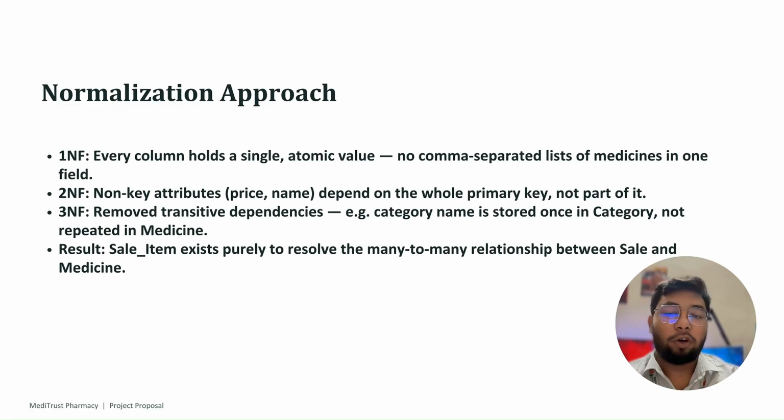Lastly, the third normal form removes unnecessary dependencies. For example, instead of storing the category name repeatedly in the medicine table, we store it once in the category table and reference it using the category ID. This avoids duplication. And lastly, the sale item table is created to resolve the many-to-many relationship between sale and medicine, as a customer can buy many medicines in one sale, and one medicine can appear in many different sales. Therefore, sale item acts as a bridge table connecting the sale and medicine.